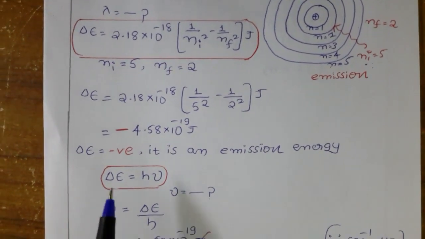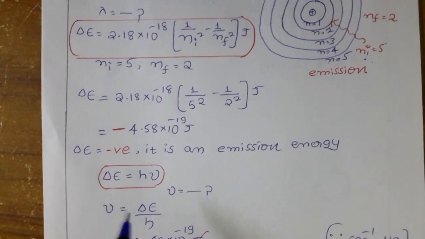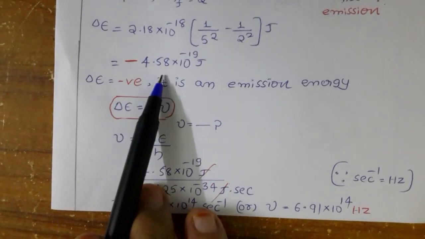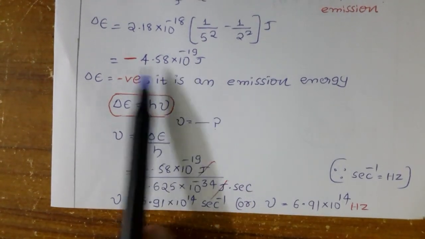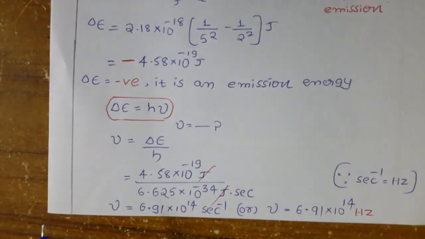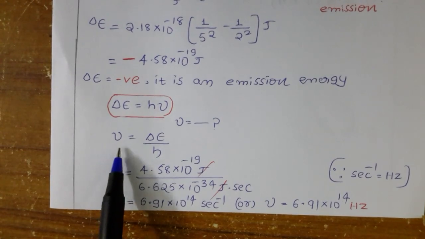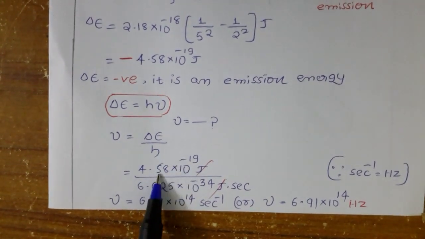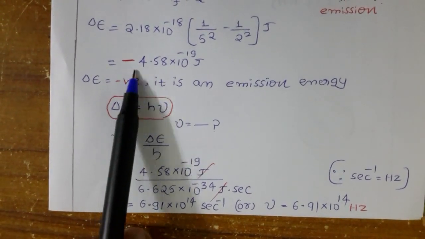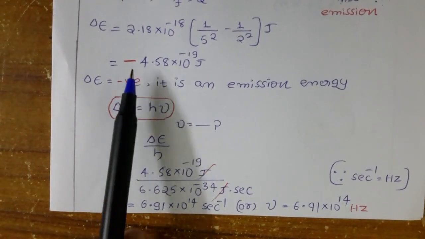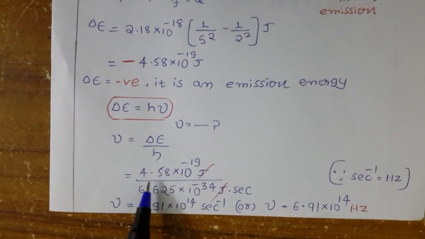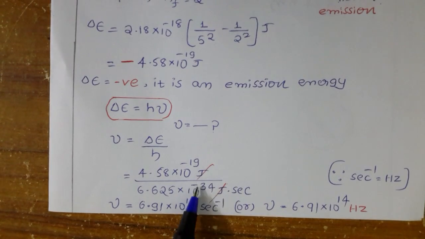So delta E we calculated by using this expression. Now we already have the delta E value. Now let's calculate mu. Mu is equal to delta E by h. Here the negative symbol indicates emission energy only, so you don't need to consider this symbol. The value is only 4.158 into 10 to the power of minus 19 joules.